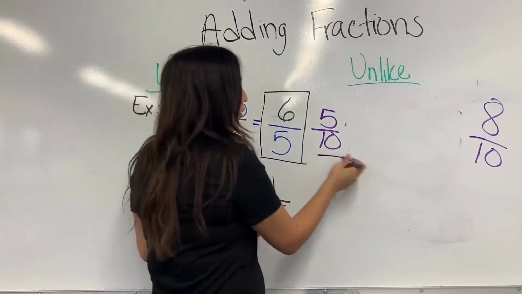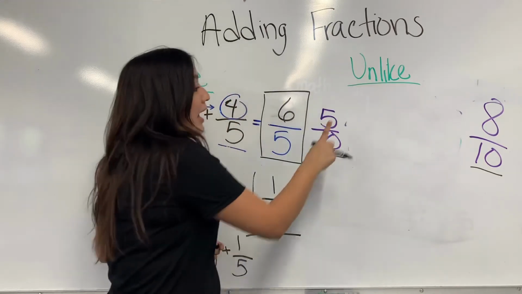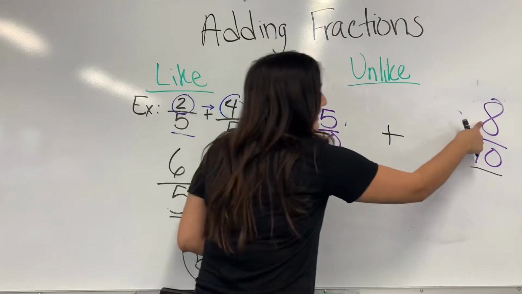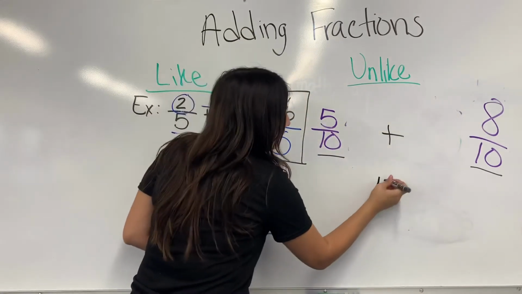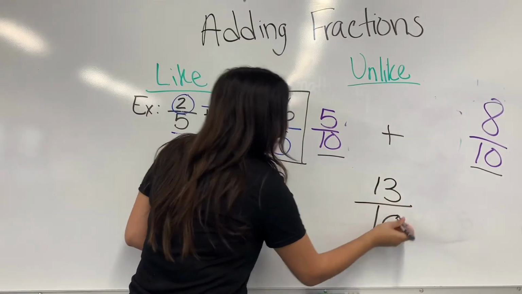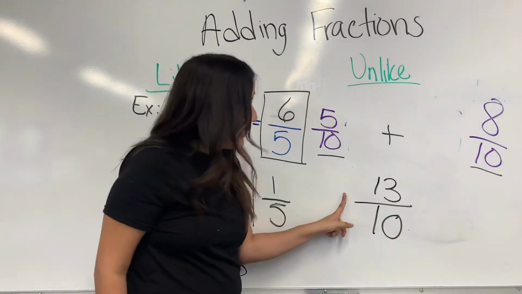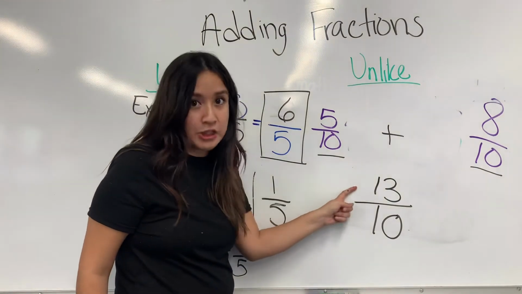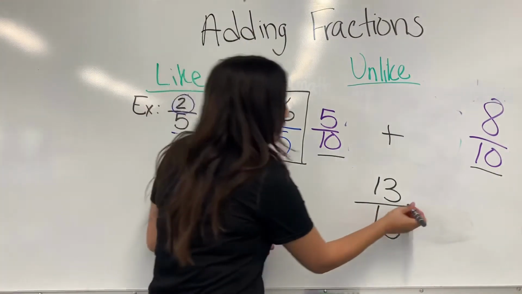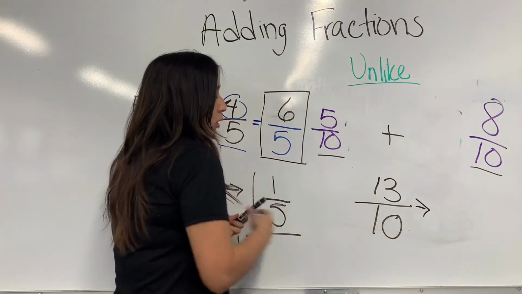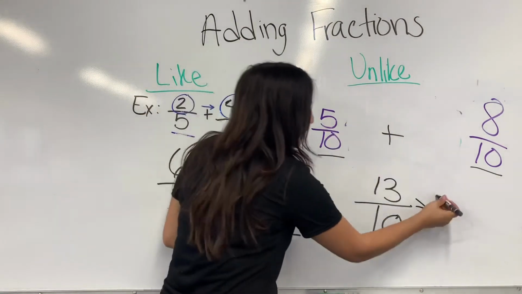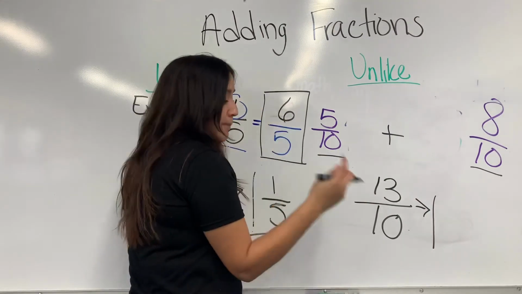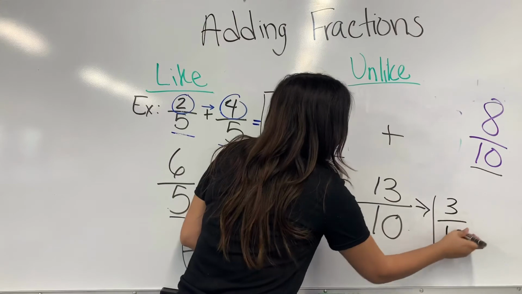Now that they both have a common denominator, I can add my numerators. So what's 5 plus 8? That's 13 tenths. Do you see how it's not a mixed fraction? This is an improper fraction. Okay? We have to change it to a mixed fraction. We skip count by 10. We can only go one time. And then what's 13? Take away the 10 we stopped at. That's going to be 3 tenths.